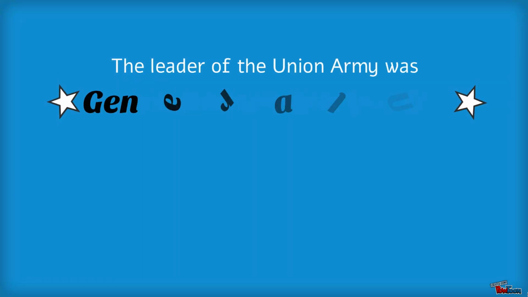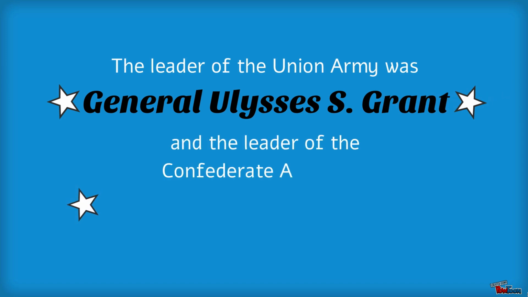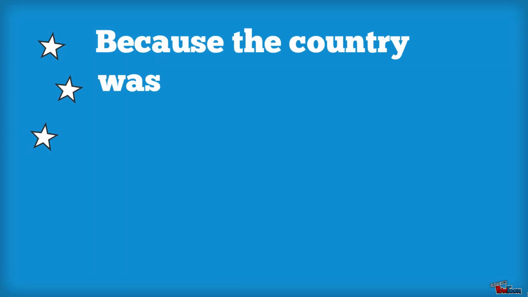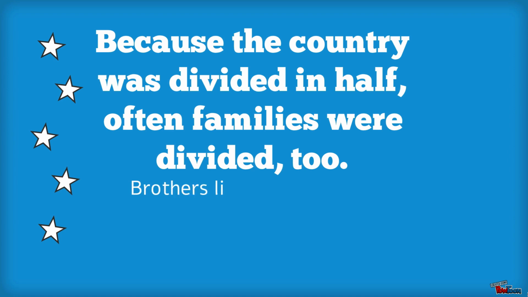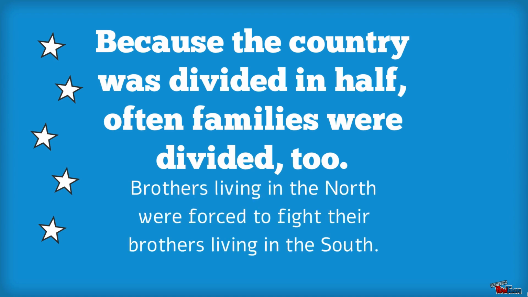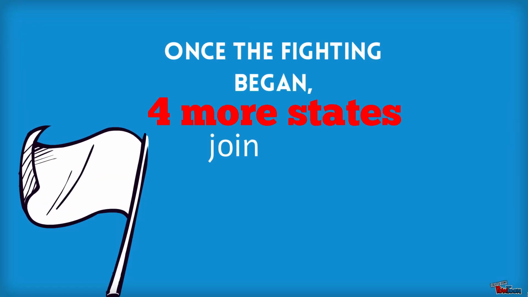The leader of the Union Army was General Ulysses S. Grant, and the leader of the Confederate Army was General Robert E. Lee. Because the country was divided in half, often families were divided too. Brothers living in the north were forced to fight their brothers living in the south. Once the fighting began, four more states joined the Confederacy.